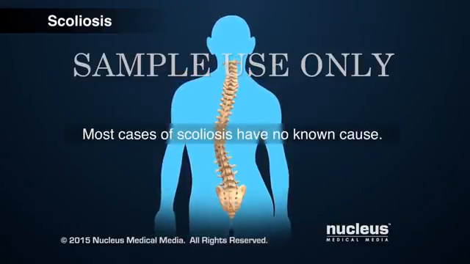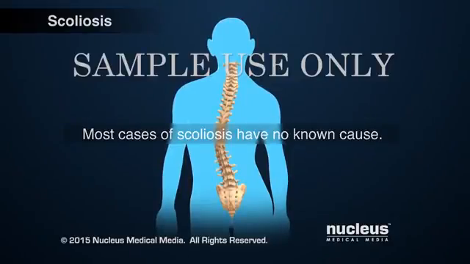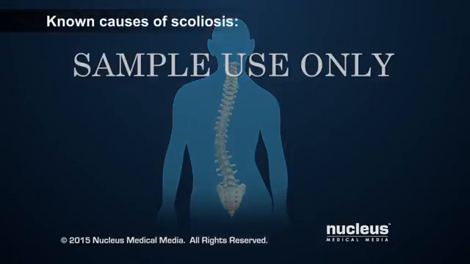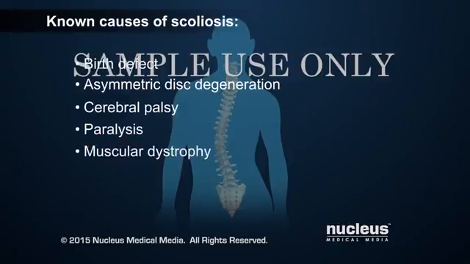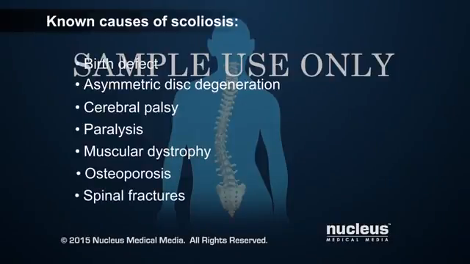Most cases of scoliosis have no known cause. In some cases, scoliosis may be present at birth. In other cases, it may occur over time. The most common cause in adults is asymmetric degeneration of the discs, causing the spine to be tilted to one side or the other. Other causes may include cerebral palsy, paralysis, muscular dystrophy, osteoporosis, or spinal fractures.